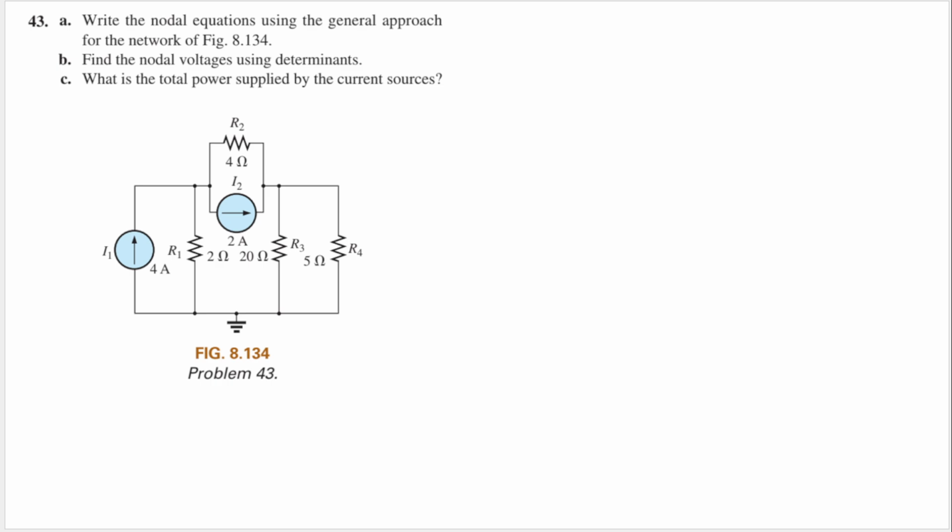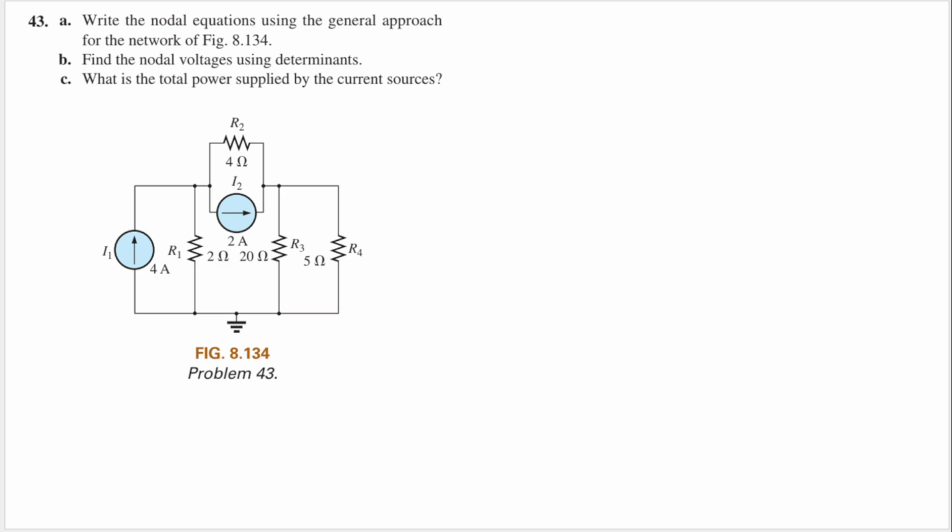The question is: write the nodal equation using the general approach for the network of the figure. Okay, that is the figure. And B, find the nodal voltages using determinants. And C, what is the total power supplied by the current sources. Okay, so that is the question.